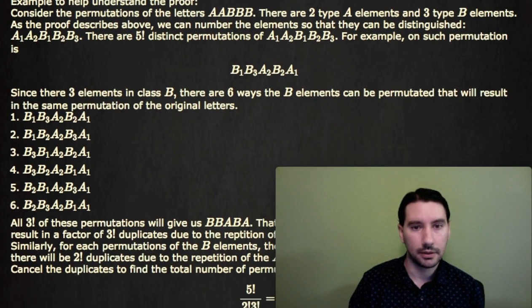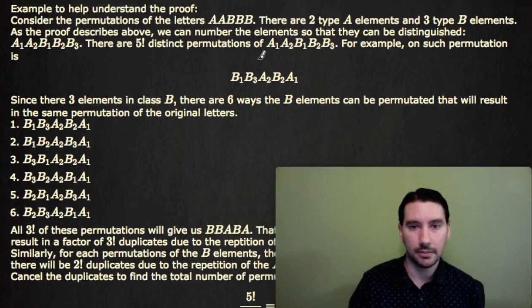So let's say that we're looking at the permutations of the letters A, A, B, B, B. There are 2 A elements, well, we could say 2 type A's and 3 type B's, because those are identical. And what we're going to do is number these so that they can be distinguished. So we'll call them A1 and A2, and B1, B2, and B3. That way we can tell which A is which, right?